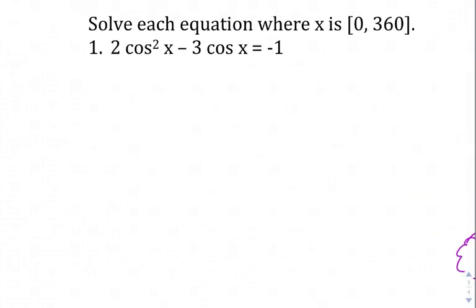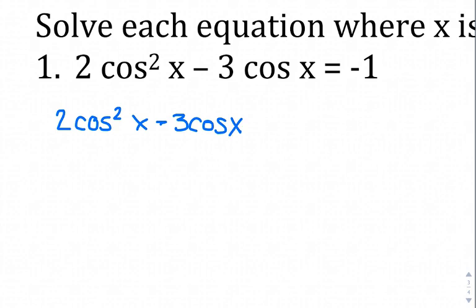The last topic we did in chapter 6 was solving trig equations. This time we have to solve for x, and x is going to be an angle on your unit circle. Here I have 2 cosine squared x minus 3 cosine x equals negative 1. Whenever I have a squared and a regular trig value, I want to move everything over to one side and factor. So this is going to be 2 cosine squared x minus 3 cosine x plus 1 equals 0.